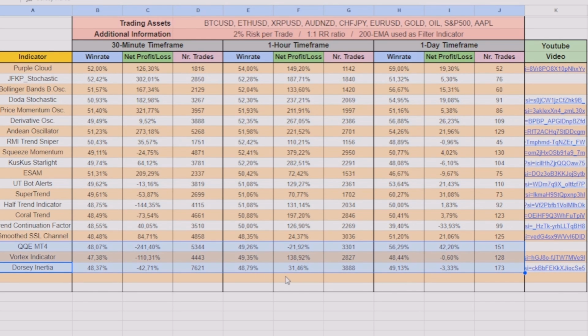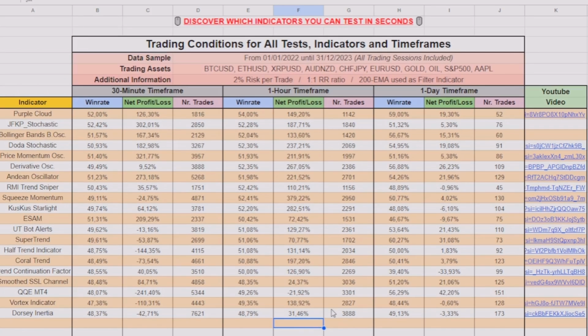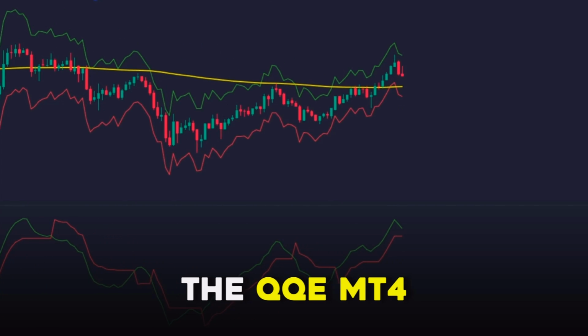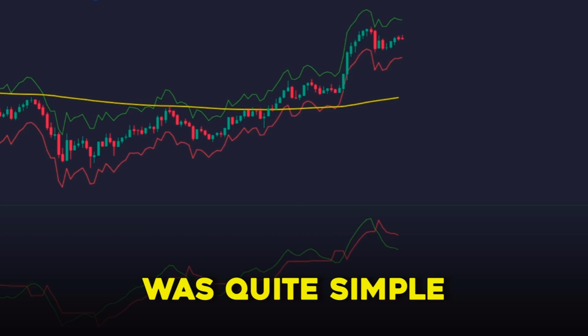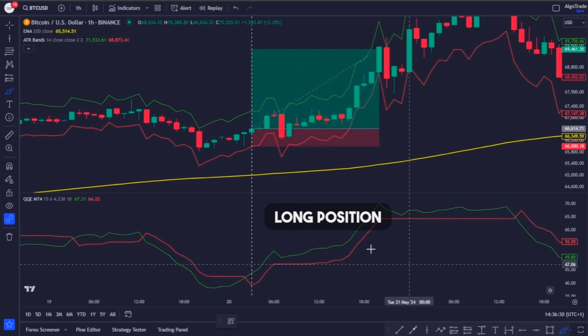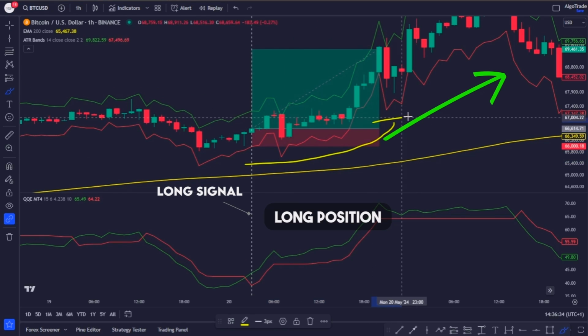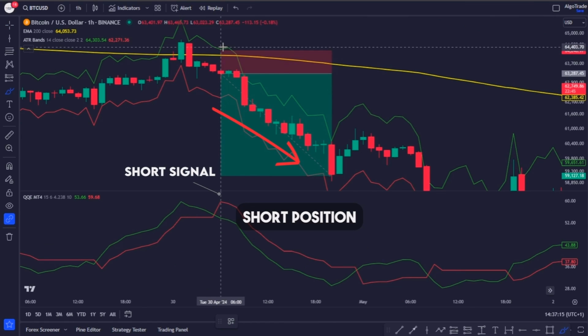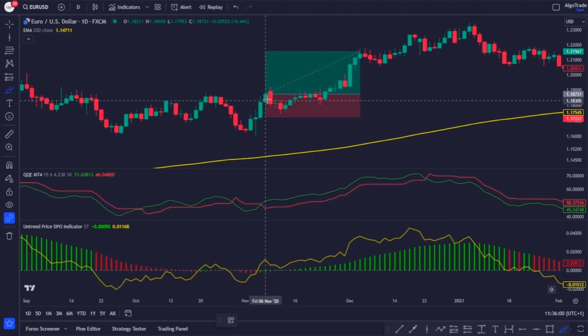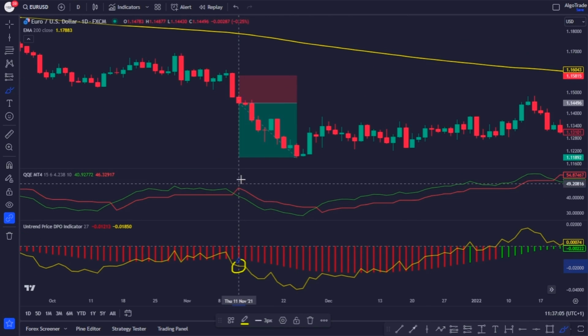But let's see if this changes with the addition of the DPO. If you don't remember, this QQE MT4 strategy was quite simple. For long positions, the QQE had to give a long signal and the price had to be above the 200 EMA, and the opposite was true for short positions. But now, with the DPO, for a valid long signal, the DPO has to be above the zero level as well, and for a short signal, the DPO has to be below the zero level.